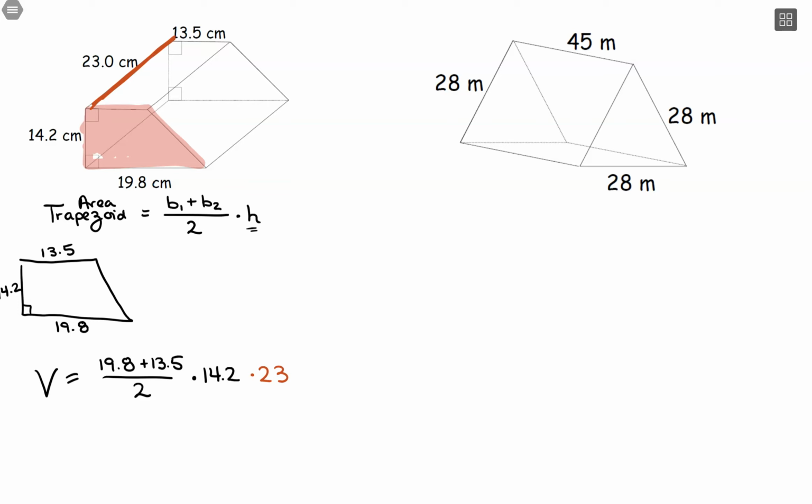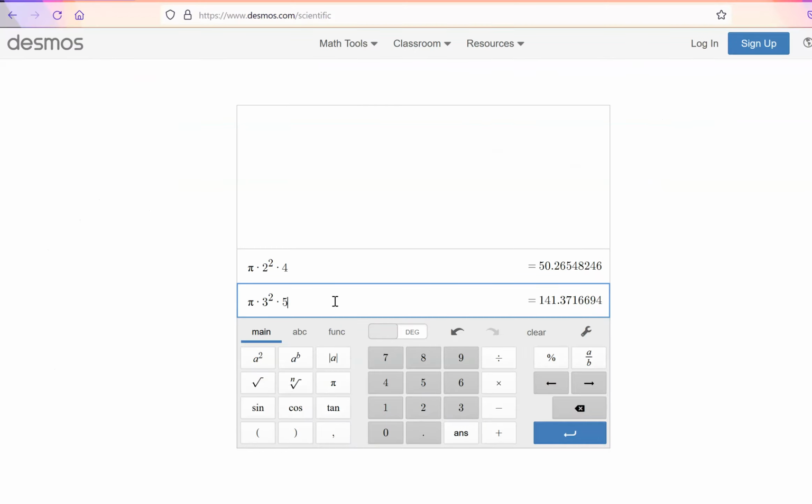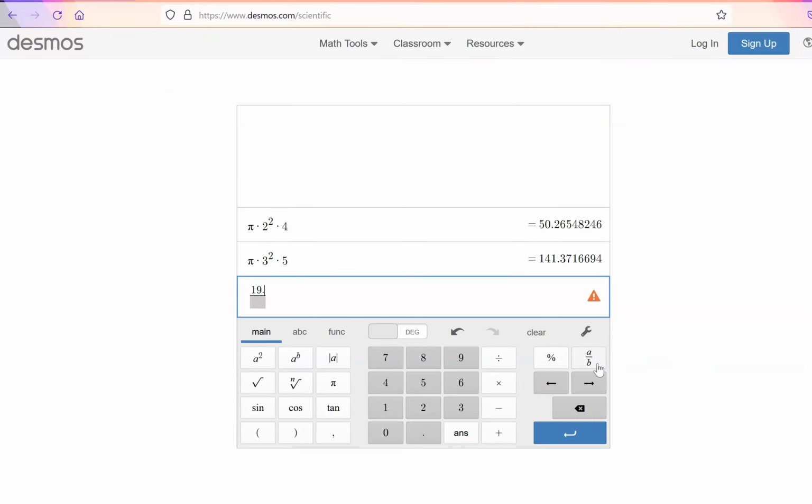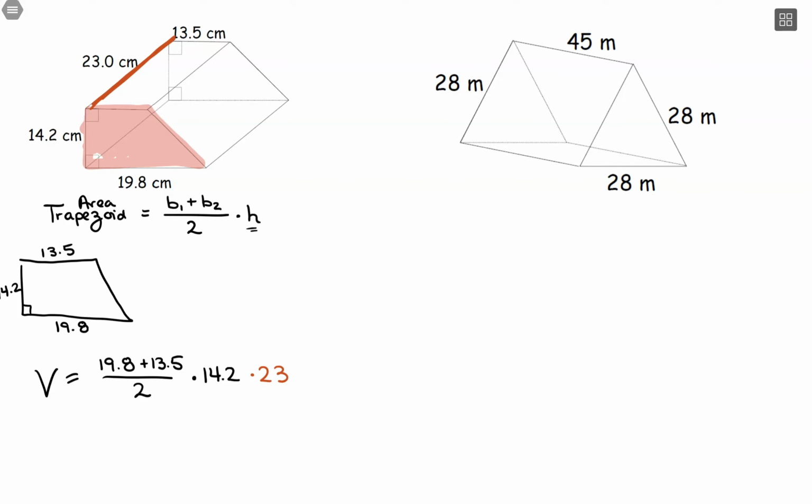So let's look at plugging this into the calculator. So I'm going to separate up my fraction, and I'm going to have 19.8 plus 13.5 divided by 2. And then multiply that by 14.2 and multiply that by 23 to make it a volume. So 5,437.89.